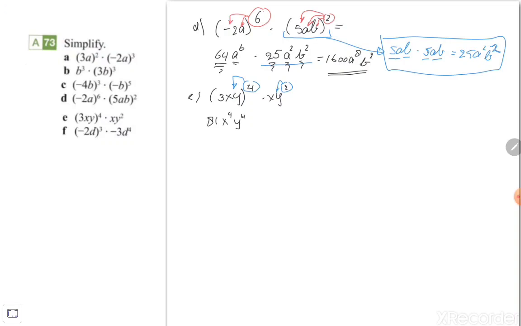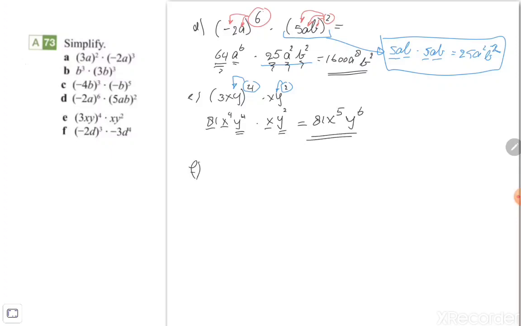So, the next one, we just leave it at xy squared, because we do not need to multiply out a bracket or something like that. Alright, so 81 times 1 is just 81. X to the power of 4 times x is x to the power of 5. And then y to the power of 4 times y squared is y to the power of 6. So that's the answer from E.